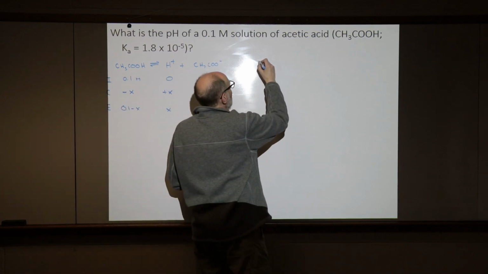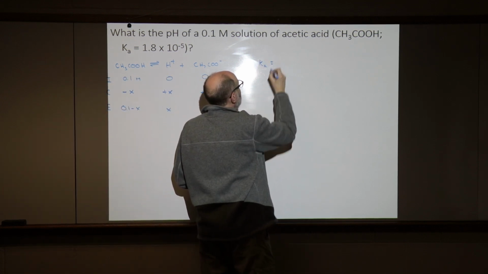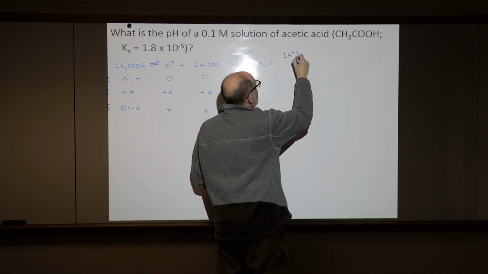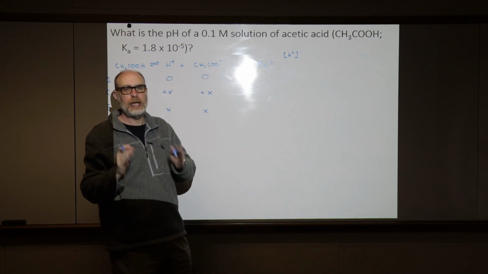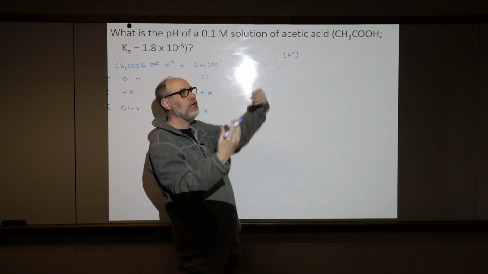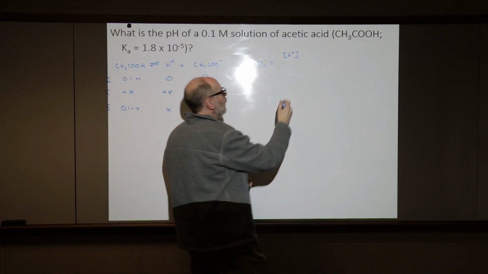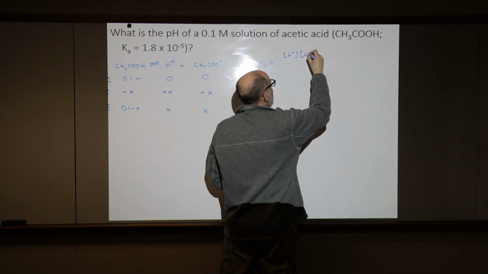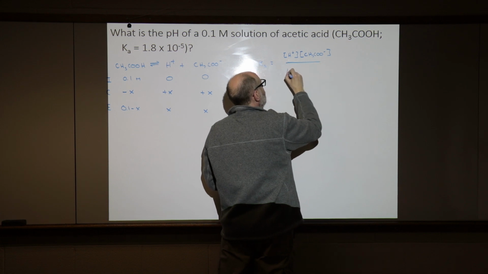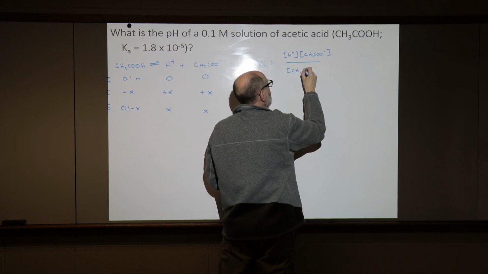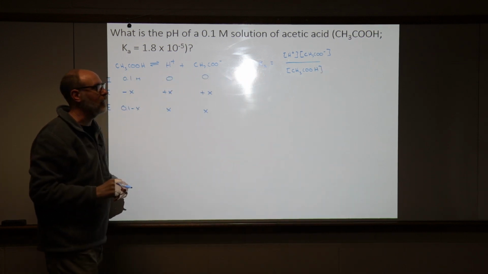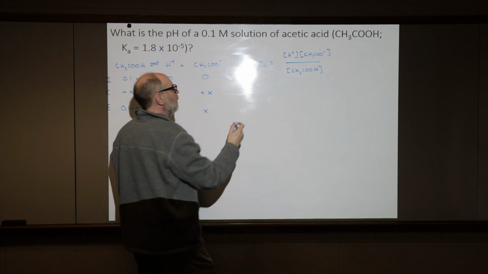Now we can write the Ka expression, and this is going to be equal to the concentration of H plus, which is really the thing that we want to determine in this problem, because we want to know the pH. And if we know the concentration of H plus at equilibrium, then we can calculate the pH. The concentration of acetate all over the equilibrium concentration of the unionized acetic acid.